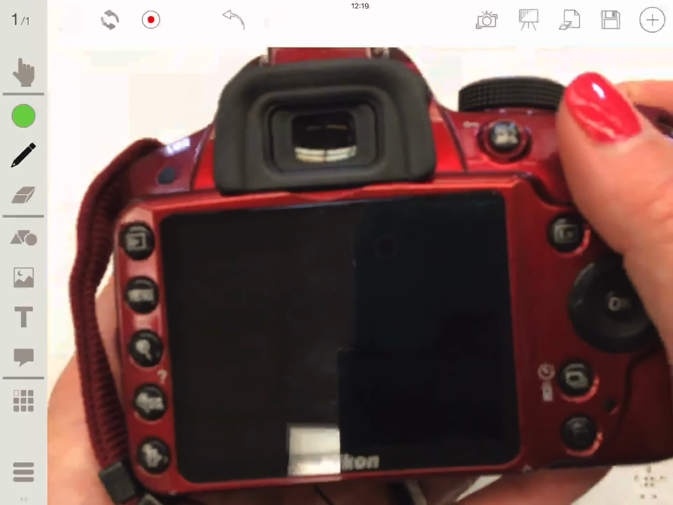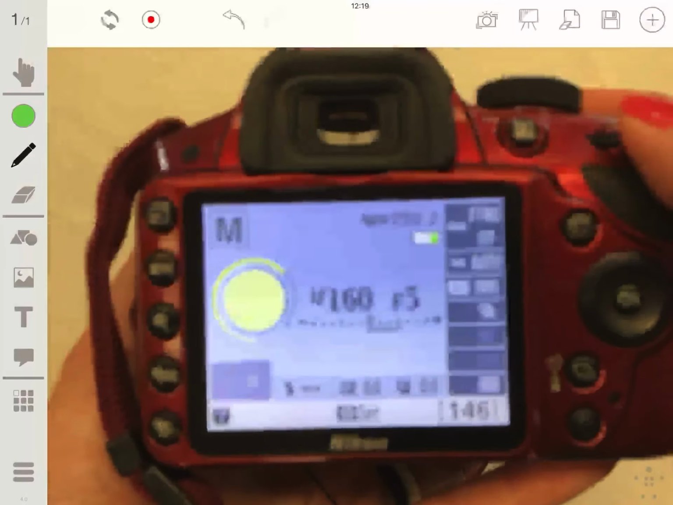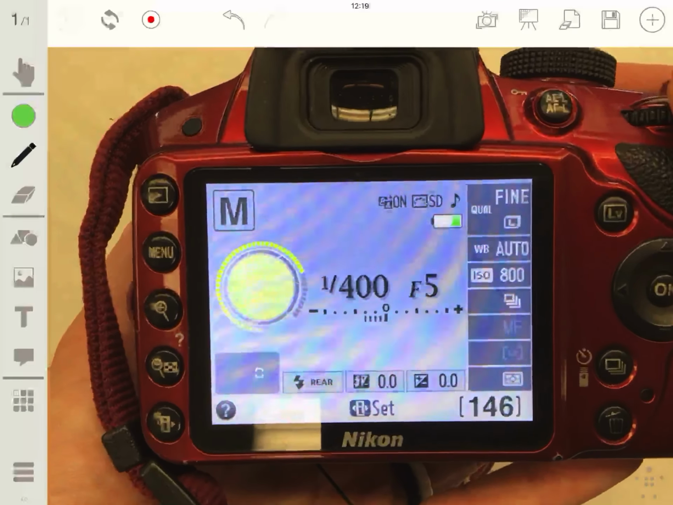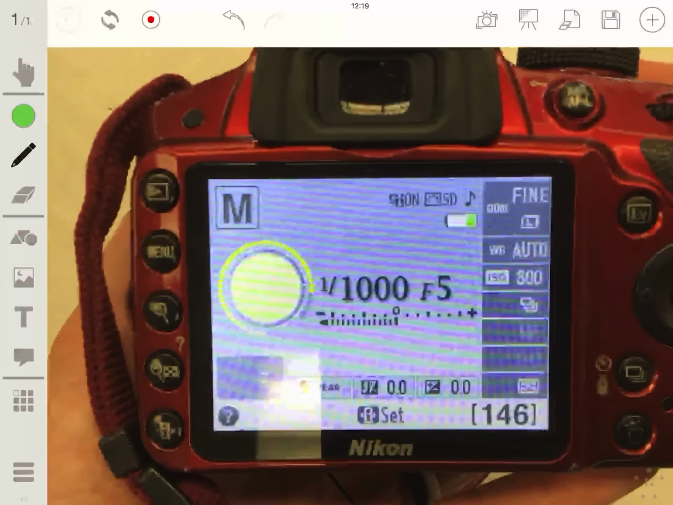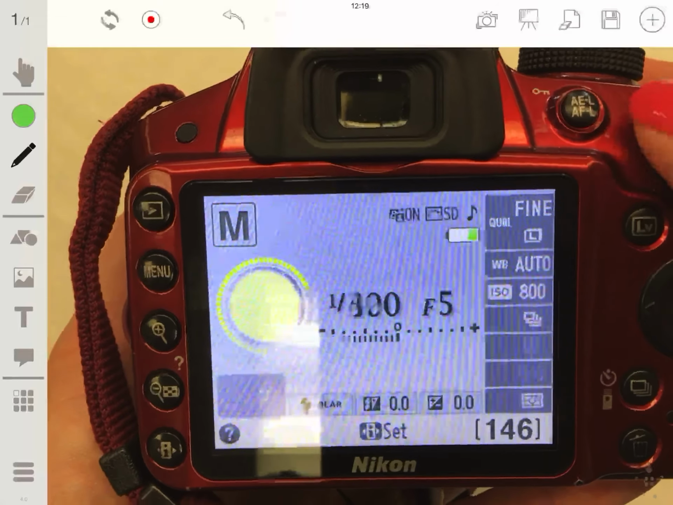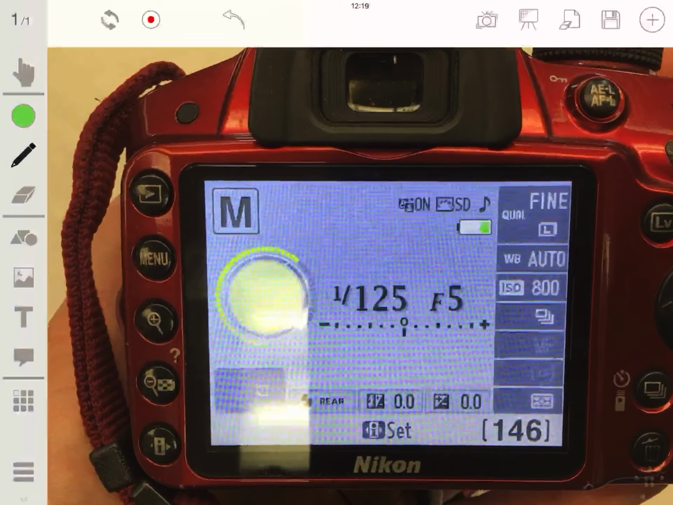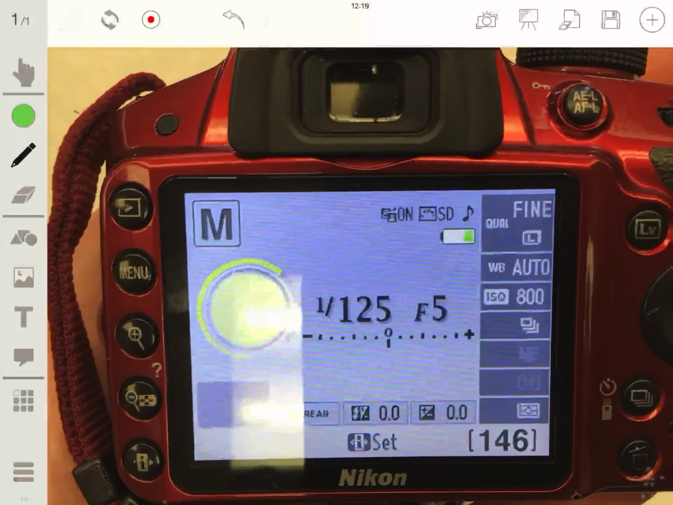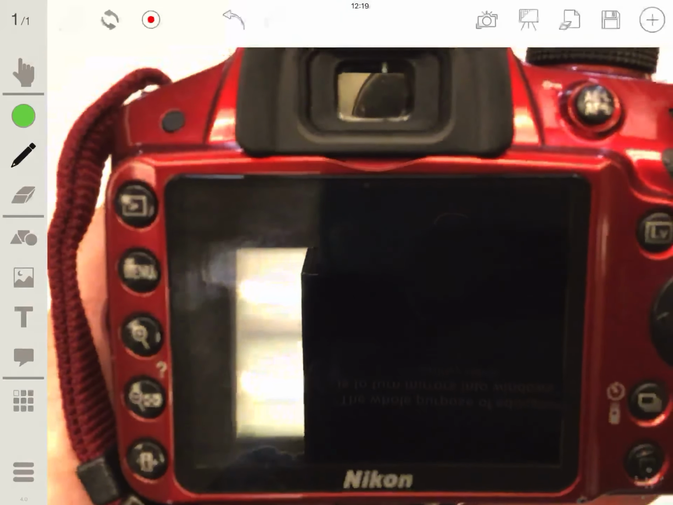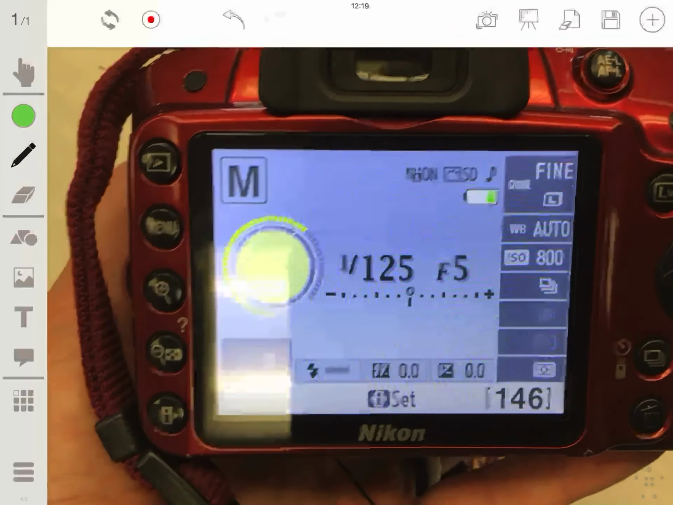I can also take my shutter, and I can move my shutter button, which is here. Sorry, it's really hard to do through the iPad. And as I move my shutter, it will also change my exposure on my light meter, right? At 125 and f5, I'm at 0, and I can take a perfectly exposed picture.